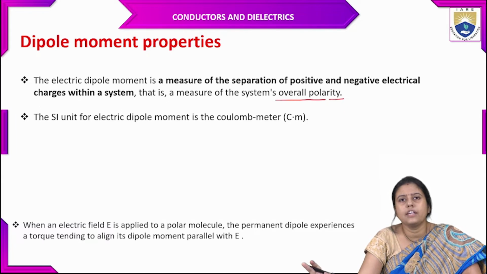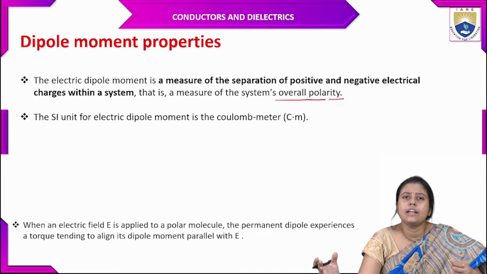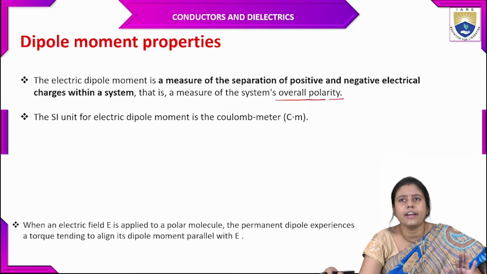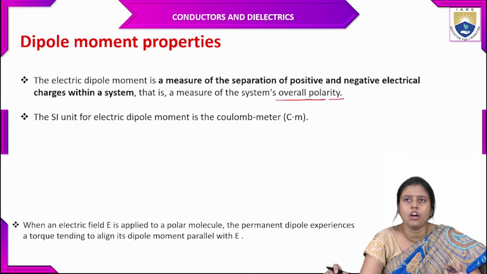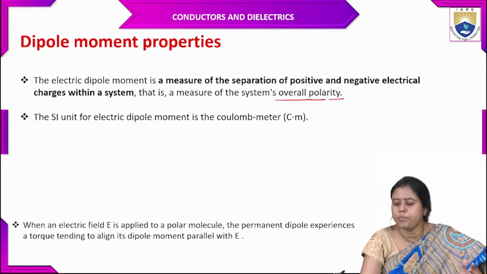According to the definition, in a dipole moment, equal magnitudes of positive charge and negative charge will be there. If there is any extra charge, if more positive charge is there, the total system will be positive. If the negative charge amount is more, we say the system has negative polarity. So the electric dipole moment is a measure of separation of positive and negative electrical charges within the system. That is, it is the measure of the overall polarity.